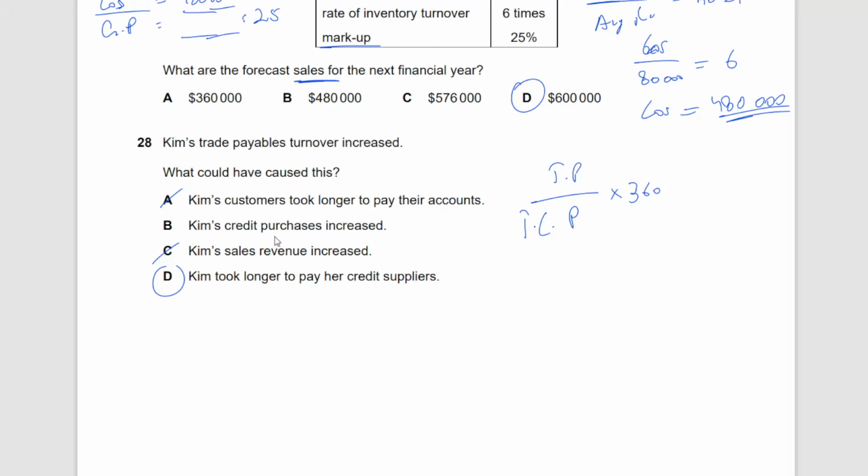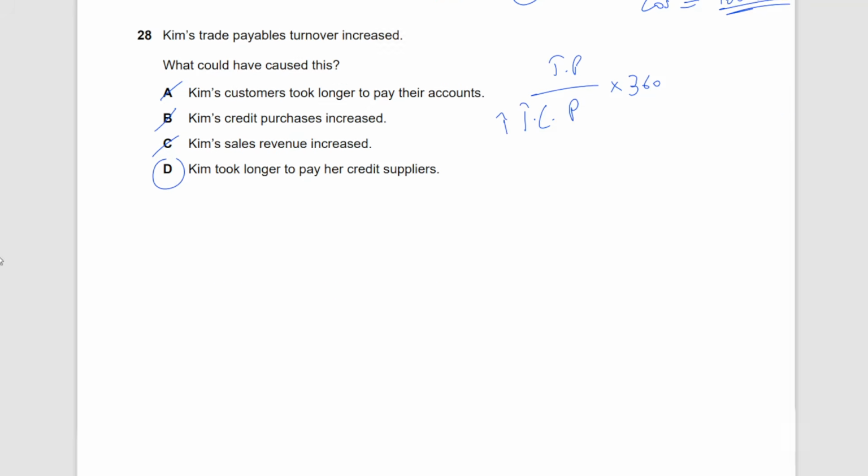This option B, Kim's credit purchases increased. Well, we need to know whether payables increased or not, because if purchases increased and payables didn't, that means the payables turnover will actually decrease. So for this one, we do not have enough information, but the option D tells you the full story, right?